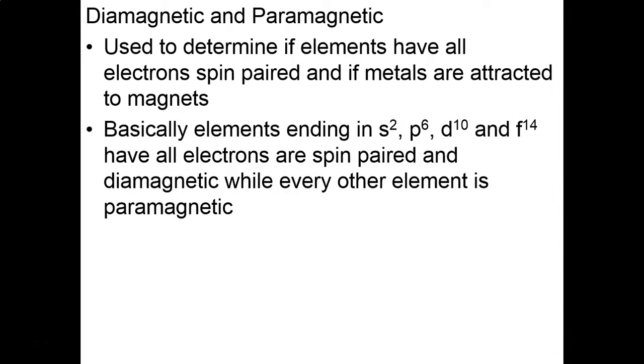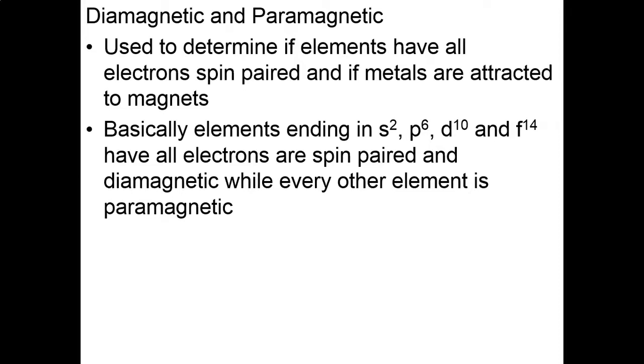What the heck are para and di, you ask? Well, let's look at it. Diamagnetic is used to determine if elements have all electrons spin paired and if metals are attracted to magnets. So that's what diamagnetic and paramagnetic are for. Something is going to get attracted to a magnet if it's a metal. Basic elements ending in S2, P6, D10, F14 are all spin paired and thus are not going to get attracted to magnets. Diamagnetic, no magnets. Magnets will not work, and if it's a metal anyways. Paramagnetic, on the other hand, is something that will attract a magnet. So if you look in your periodic table, for example, you'll notice that zinc is D10. That's diamagnetic. A magnet's not going to work on it.